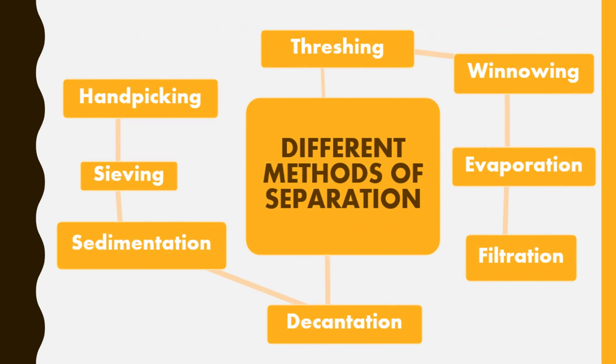Now we will study different methods of separation. There are various methods by which separation can be done. Hand picking, threshing, winnowing, sieving, evaporation, filtration, decantation and sedimentation. We will study all these methods of separation in detail.